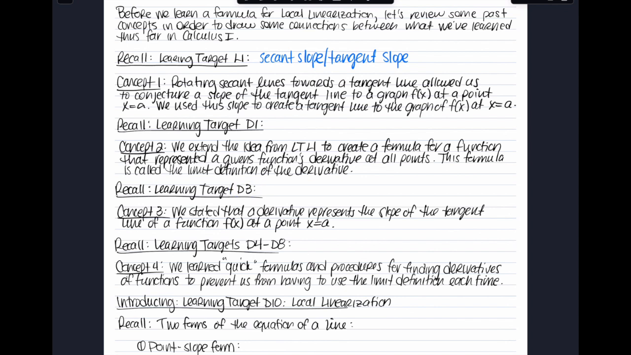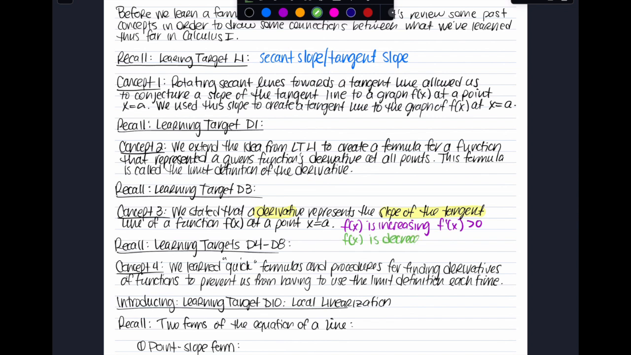Then recall from Learning Target D3, we stated that the derivative represents the slope of the tangent line of a function at a point x equals a. So it was at that point where we actually said the derivative is the slope of the tangent. And this is the learning target where, remember, we brought together the increasing, decreasing behavior of f of x. So f of x is increasing if the value of the derivative is greater than 0. And then f of x is decreasing if the value of the derivative is less than 0.